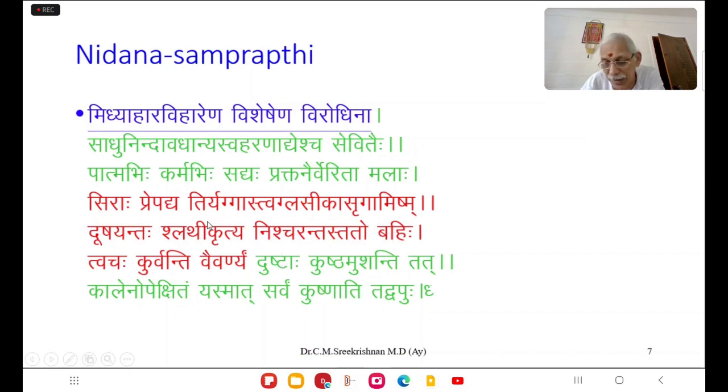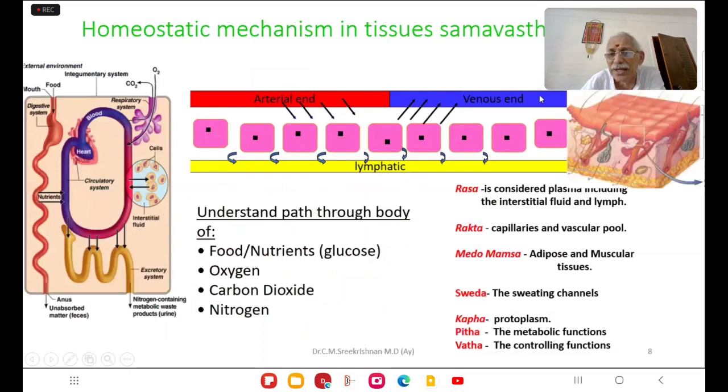This is the samprapti. So think about what is happening at the samprapti level and visualize this well. What is happening in the body by this ahara and vihara, or as we can call it, samavastha, in the case of the homeostasis mechanism in the tissue. We take the food by the mouth, and the digestive system digests it and absorbs it into the circulation, coming to the heart, it will go to the tissues, the oxygenation is coming, and the waste materials are excreted.